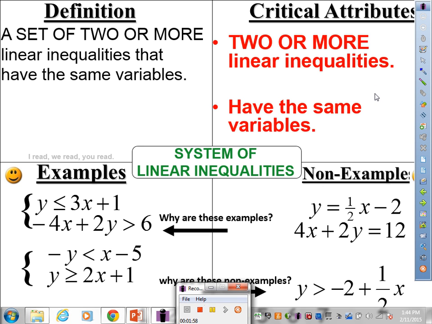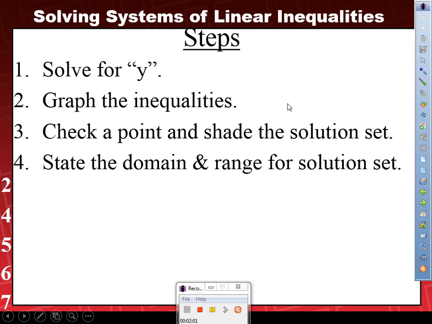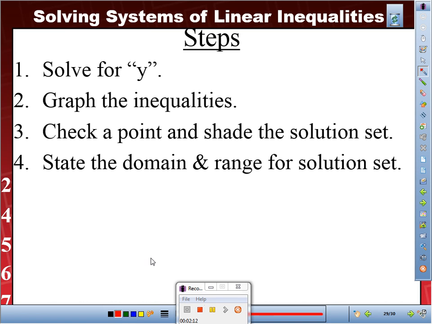Alright, copy these steps down, please. 4 basic steps: solve for y, graph the inequalities, check point and shade the solution set, state the domain and range of the solution set. And notice that it looks very familiar to what we wrote yesterday, right? Except for step 2, instead of inequality, it says what? Inequalities, because now we're looking at systems. Okay, copy that, please.